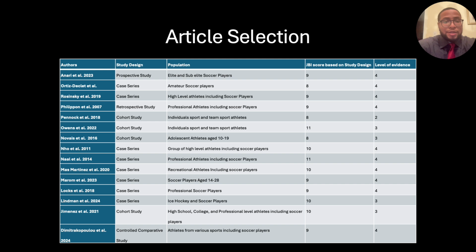Right, now going into my article selection. So the research covered a range of study designs, with the majority consisting of 8 case series and 5 cohort studies. In addition to that, there was 1 prospective study, 1 retrospective study, and 1 controlled comparative study as well. The studies include diverse populations within the soccer community, if you will.